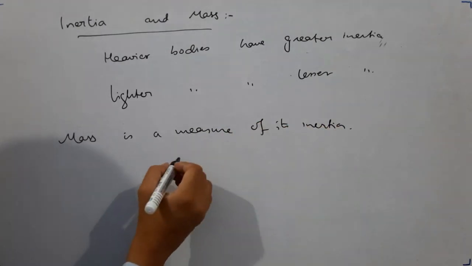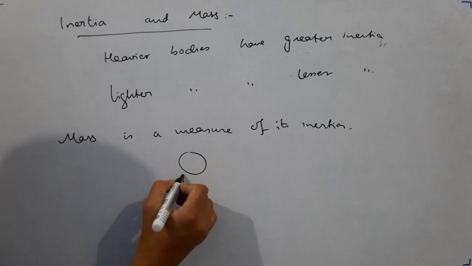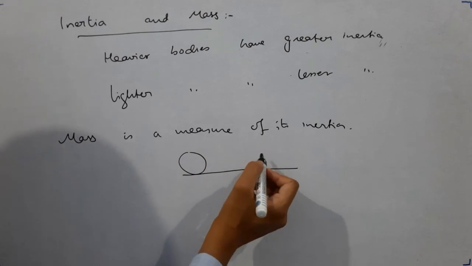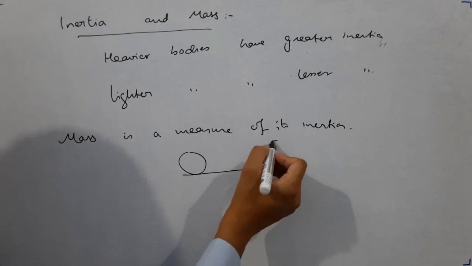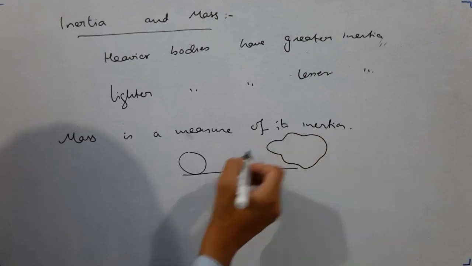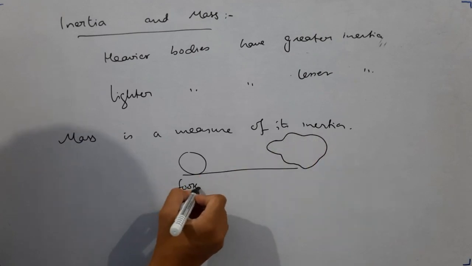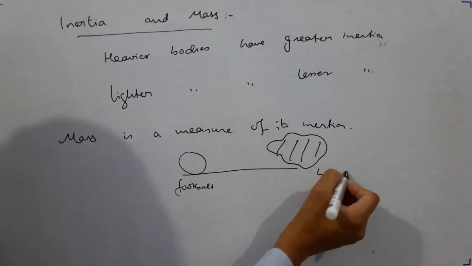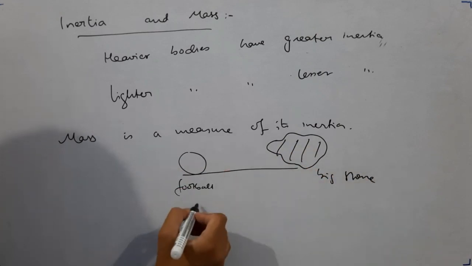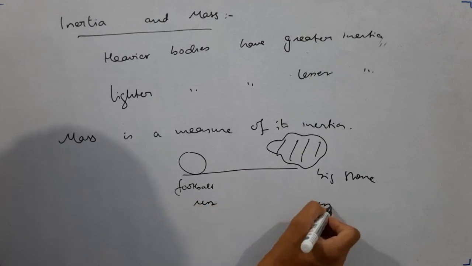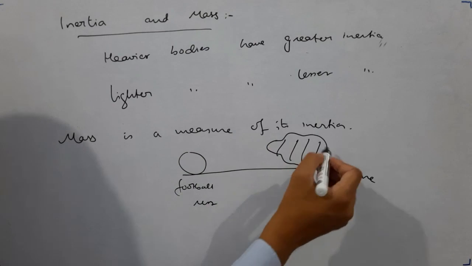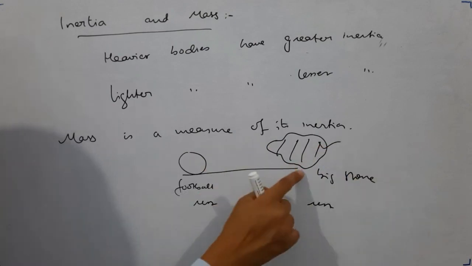For example, suppose there is a football on the ground, and on the same ground suppose there is a big stone. So this is the football and this is a big stone. Both of them are initially at rest. So both of them have inertia. Which one will have greater inertia? This one. How will you know that it has greater inertia?